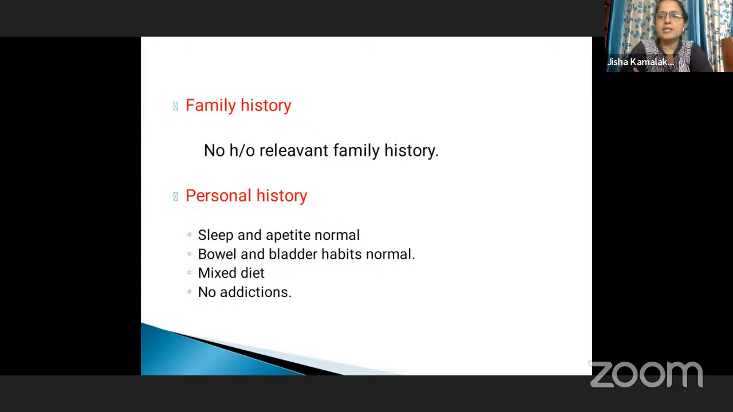What is the usual age? More than 60. Okay, a little more. Giant cell arteritis usually comes above the age of 70. Usually, that is the usual presentation.